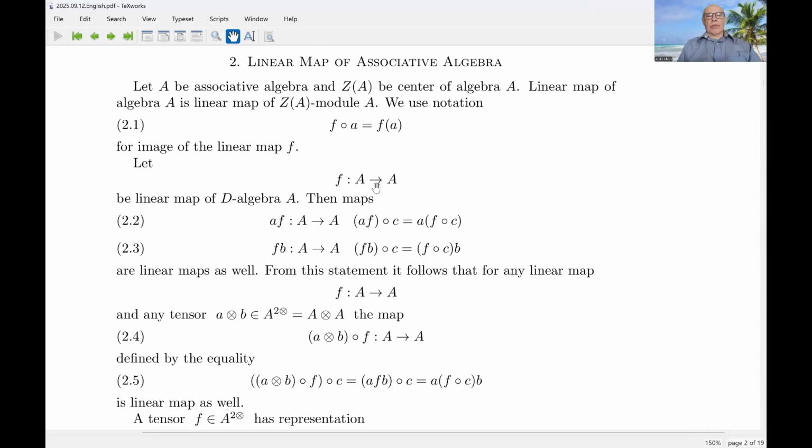Let F be a linear map of the algebra A. Then maps AF defined by equality 2.2 and FB defined by equality 2.3 are linear maps as well. From this statement, it follows that for any linear map F and any tensor A⊗B, the map 2.4 defined by equality 2.5 is a linear map as well.